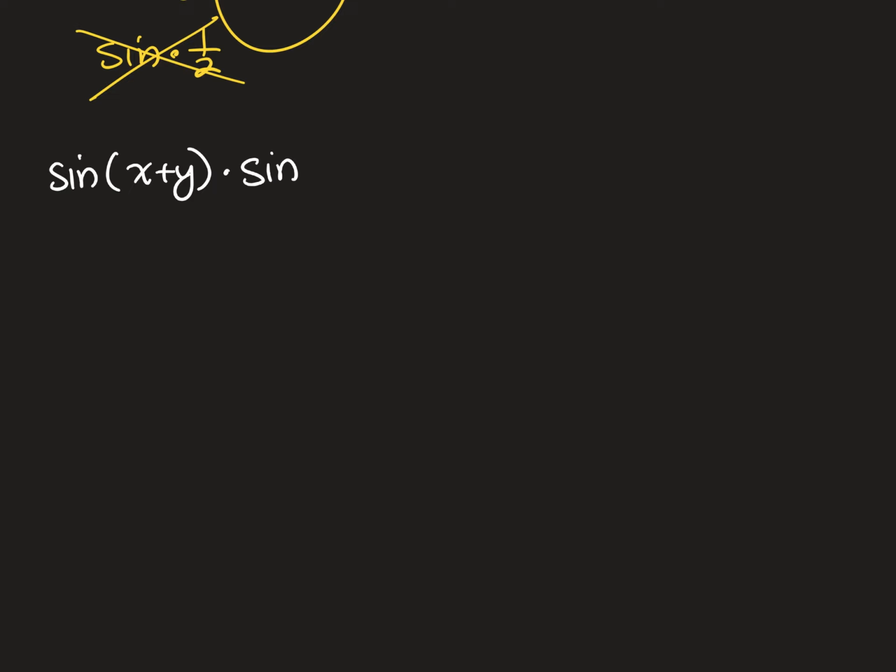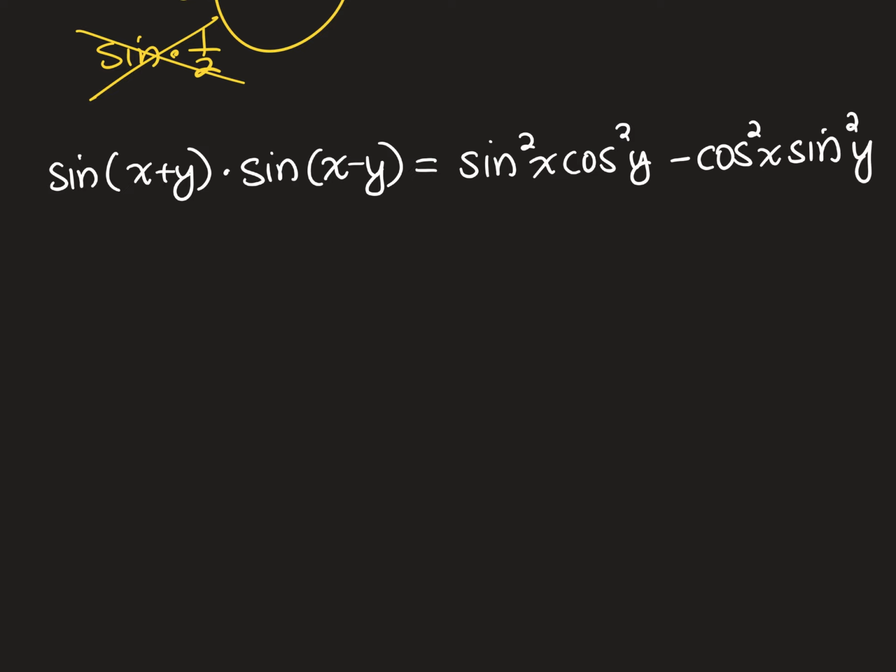So sine of x plus y times sine of x minus y. And I want to show that that is equal to sine squared of x times cosine squared of y minus cosine squared of x times sine squared of y. This might look a little intimidating. But what we have is just two sum and difference formulas. Here's one of them, sine of x plus y. Here's the other one, sine of x minus y.